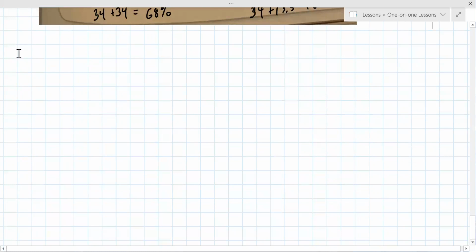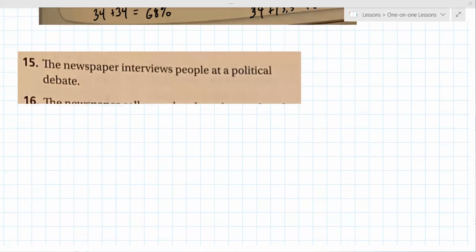Okay. Number 15, it says to describe the bias. A newspaper wants to take a poll about which candidate voters prefer for president. Identify any bias in each sampling method. So the newspaper interviews people at a political debate. Oh, like what type of bias?